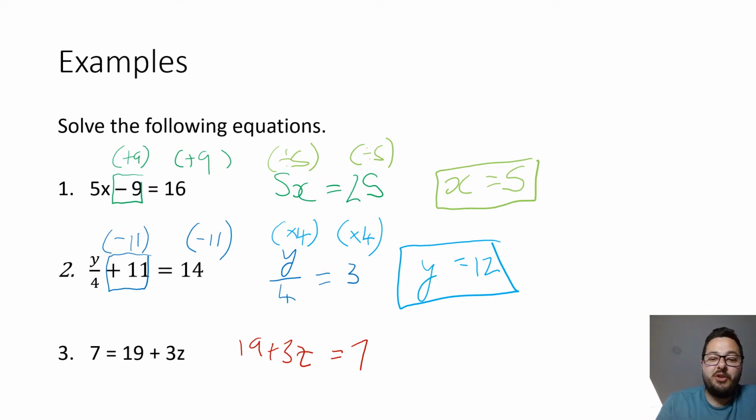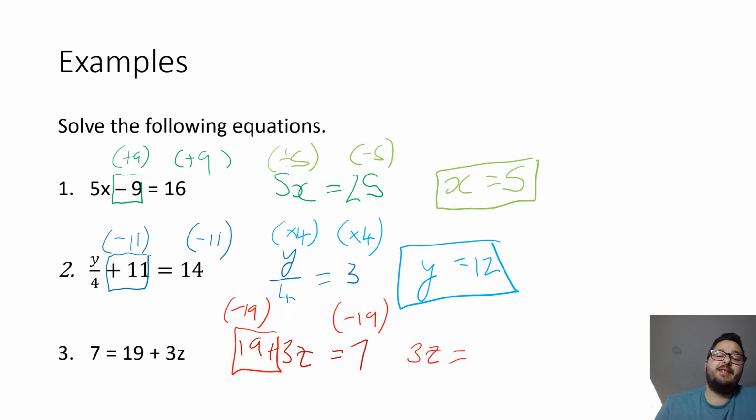So the first thing we want to do is get rid of this 19. Because it's plus 19, we want to minus 19. So we'll take away 19 from both sides. So in the end, we're going to get 3z equals, well, 7 take away 19 is going to be minus 12.